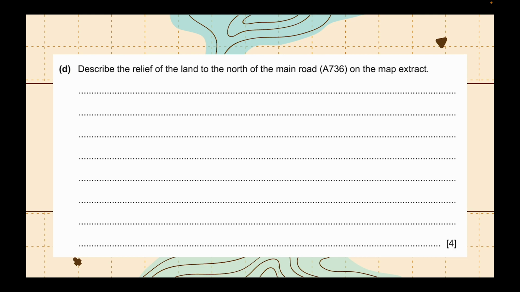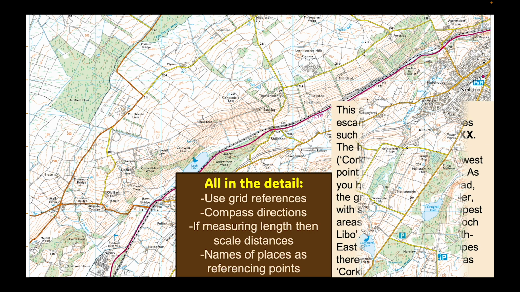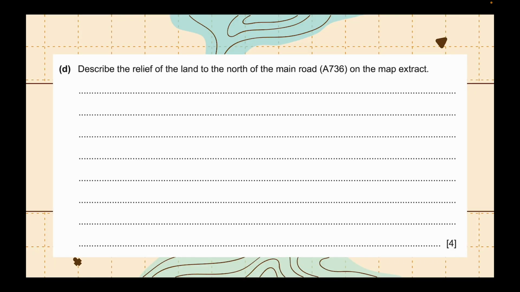So going back to the question, describe the relief of the land to the north of the main road on the map extract. So here's the main road here, the A736. So we're describing the relief to the north of this road. You can clearly see this area. So again, all in the detail. I'm not going to go over this. I've been over it twice, so I'm just going to leave it for your reference. So again, if you want to tackle this question, you can pause the video.